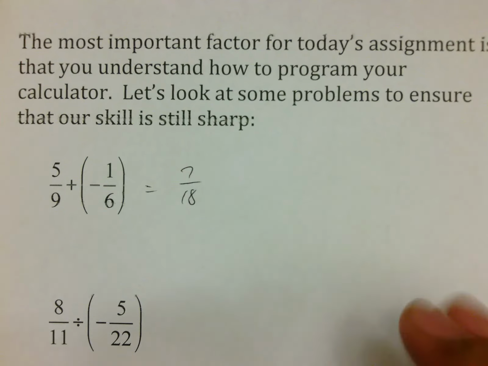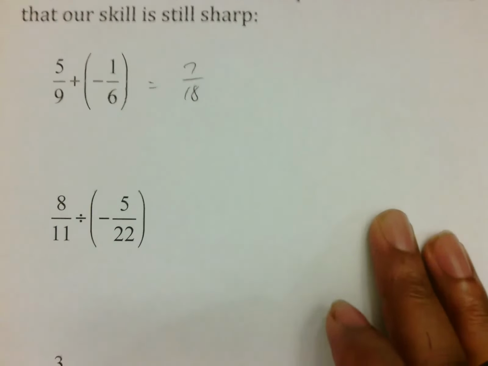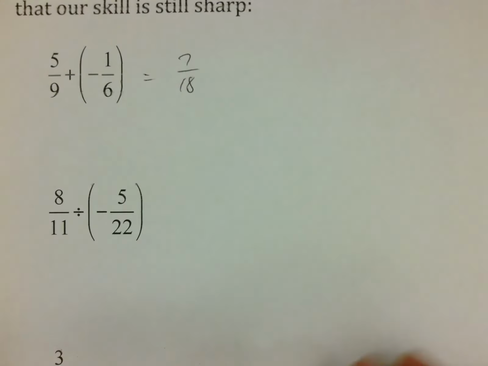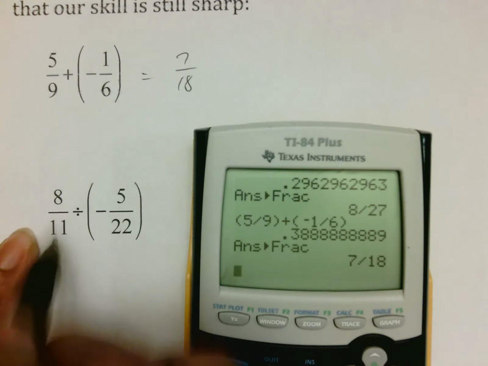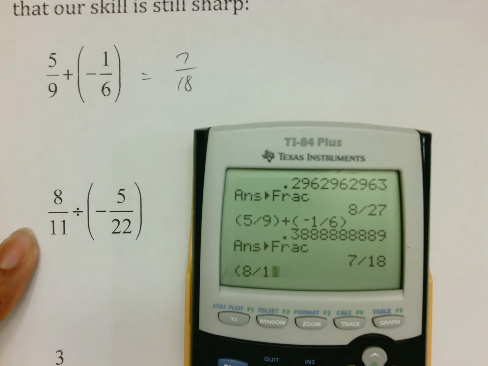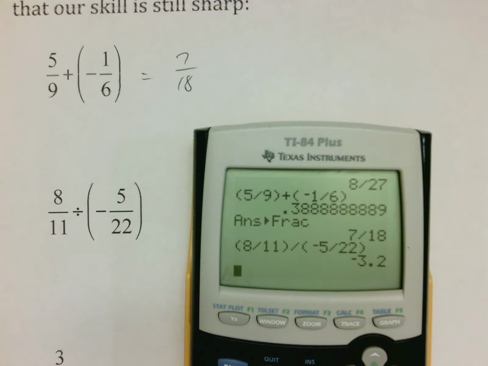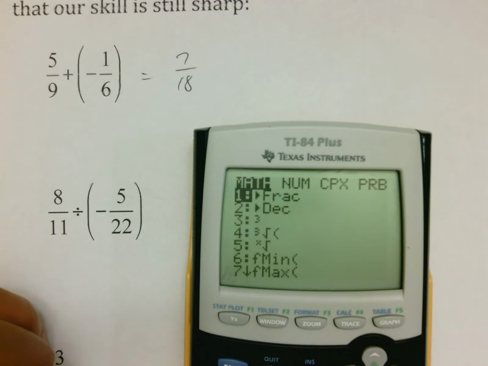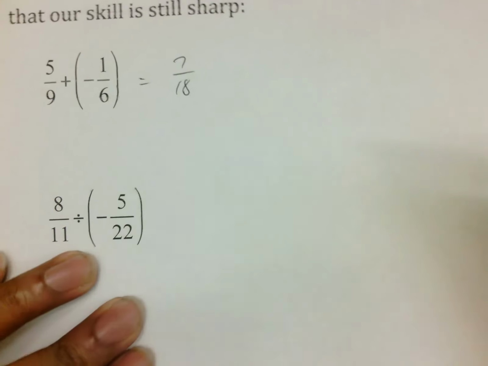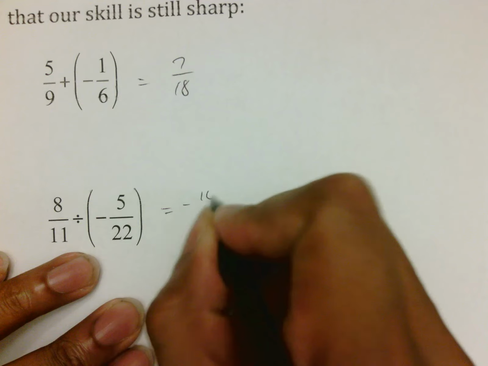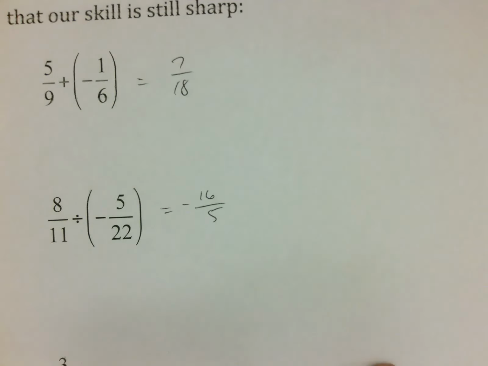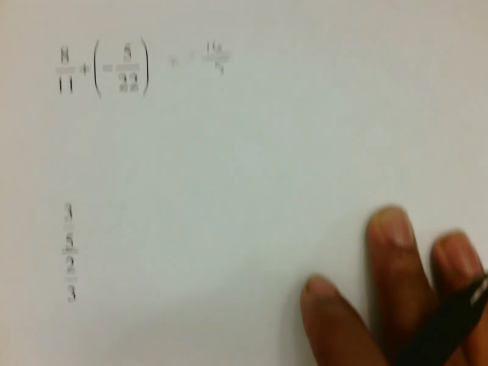I have to make sure you know how to use these calculators, because if you're going to get into some of the numbers that are going to be here in the future, you need to make sure you're ready for it. Looking at this question, if I was going to type it in, 8 over 11, again, should be put into parentheses, divided by parentheses, negative 5 divided by 22, math, enter, and I get the answer of negative 16 over 5. It is that easy. As long as you know how to program your calculator, everything will be fine.